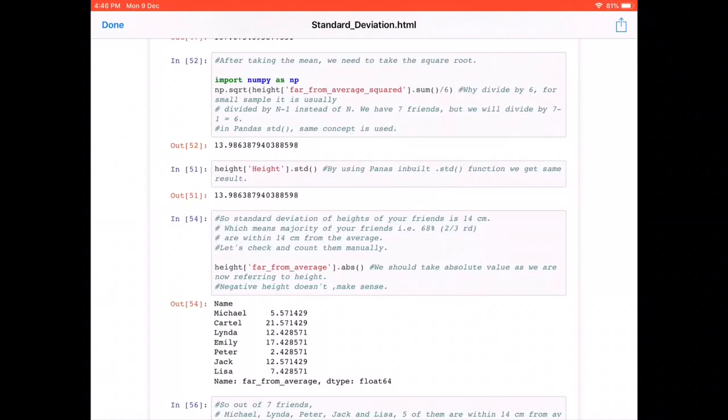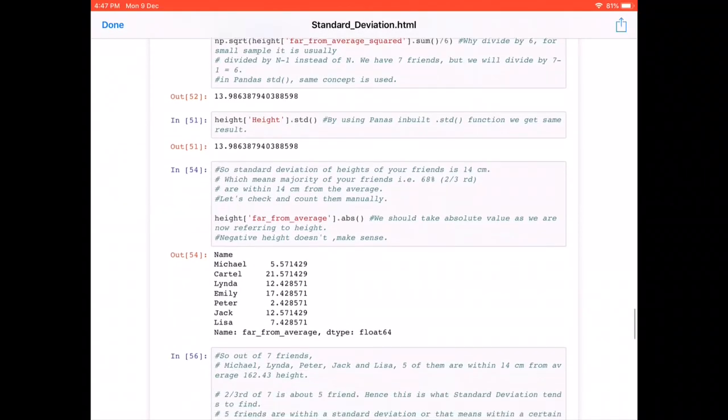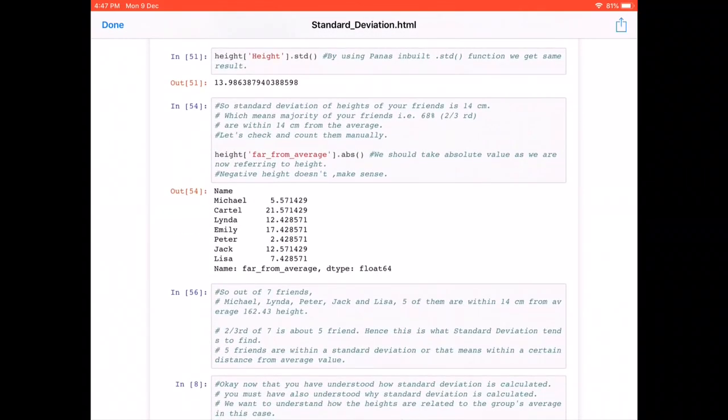Here I put the list all over again. Michael was 5.57 centimeters away from the average. Cartel was 21.57 centimeters away from the average, and so on. I have taken the absolute value because negative height doesn't make any sense, so I've taken the positive values. Now if you see, out of 7 friends, 5 of them, that includes Michael, Linda, Peter, Jack, and Lisa, are within 14 centimeters from the average height. Michael's 5 centimeters is within 14 centimeters. Linda's 12.42 is within 14 centimeters. Peter's 2.42 is within 14 centimeters. Jack and Lisa, same thing. They are between 0 and 14 centimeters.